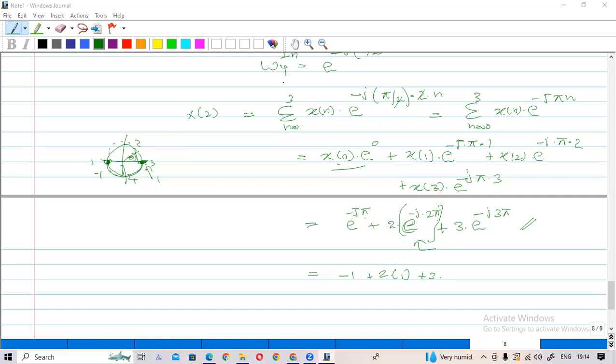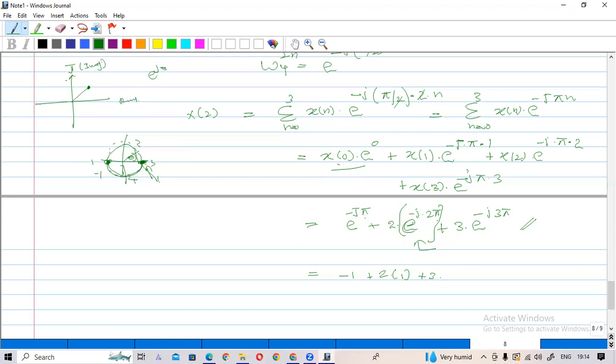Not 0. 0 means maybe you are here. Actually, this value is 1. If you can represent any e^(jθ) like this, this is a complex value. So you can represent it in the complex plane. This is j, the imaginary axis, and this is the real axis.